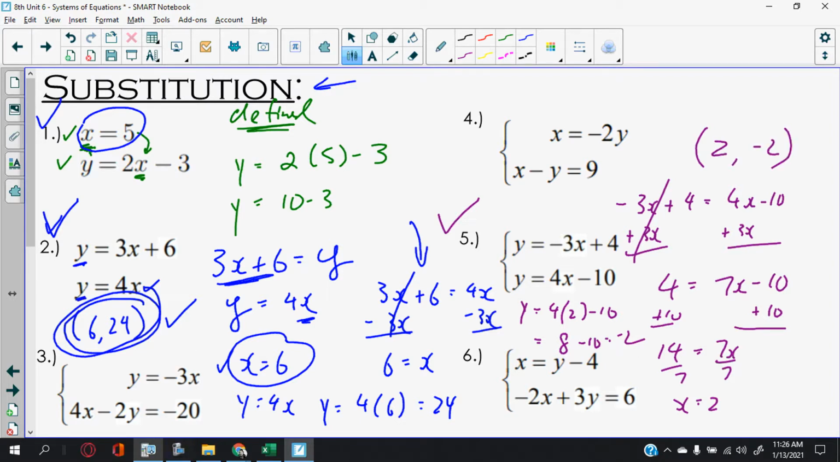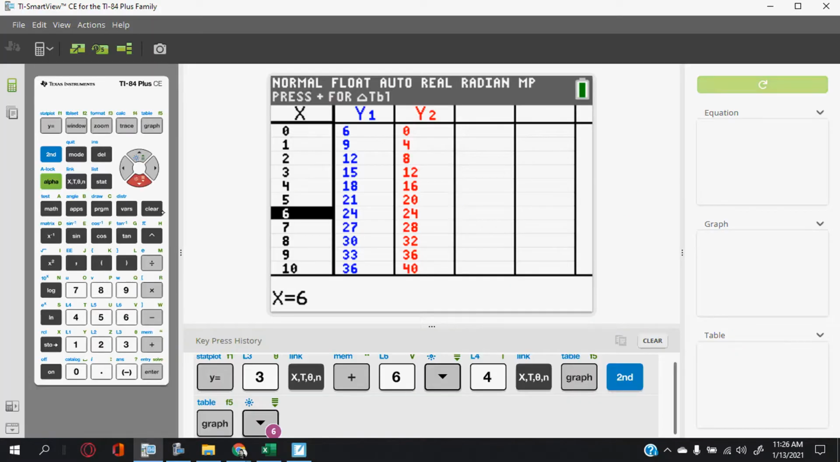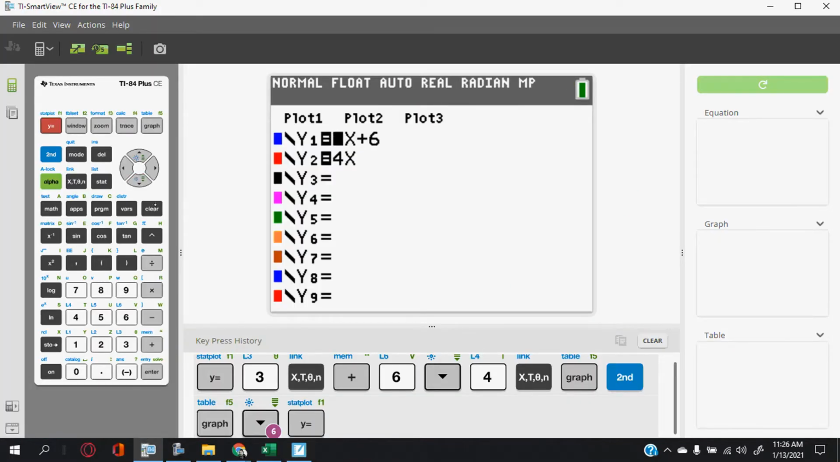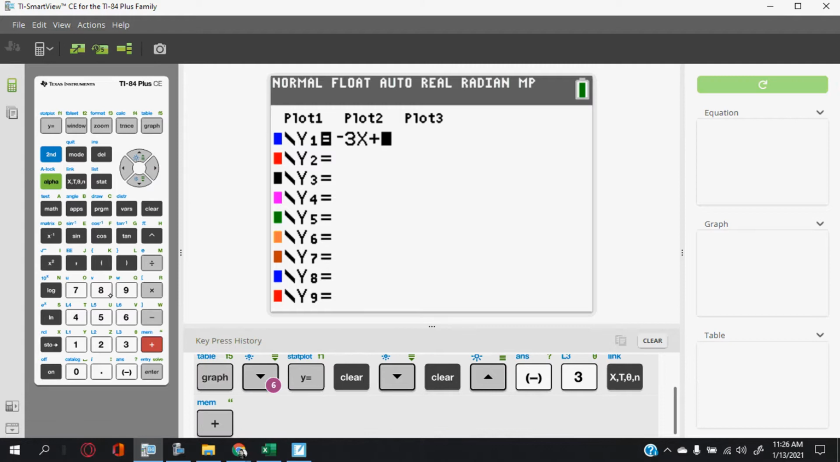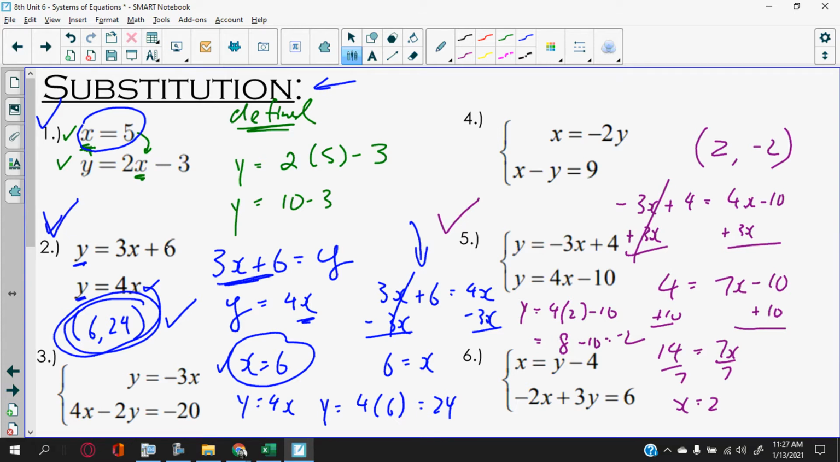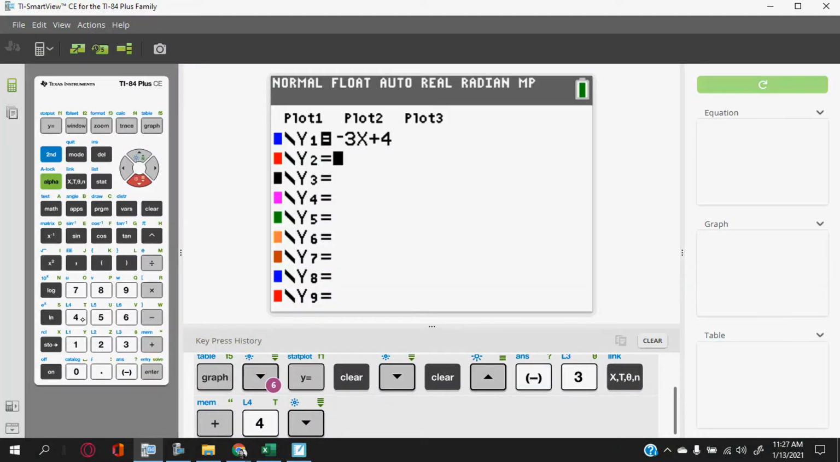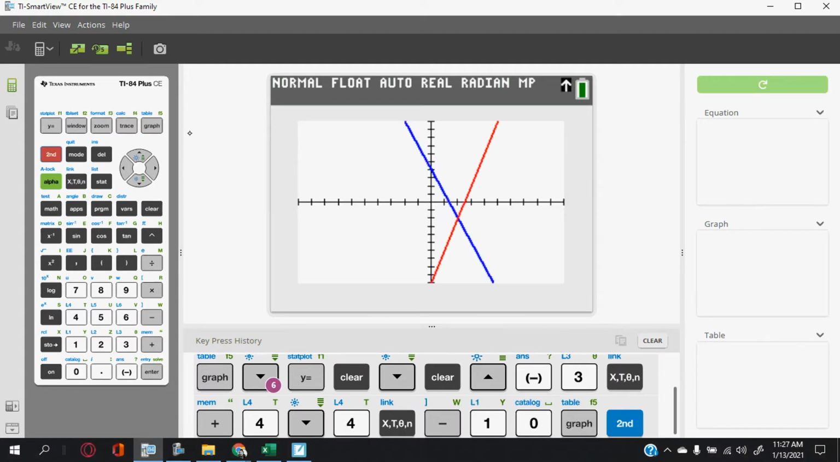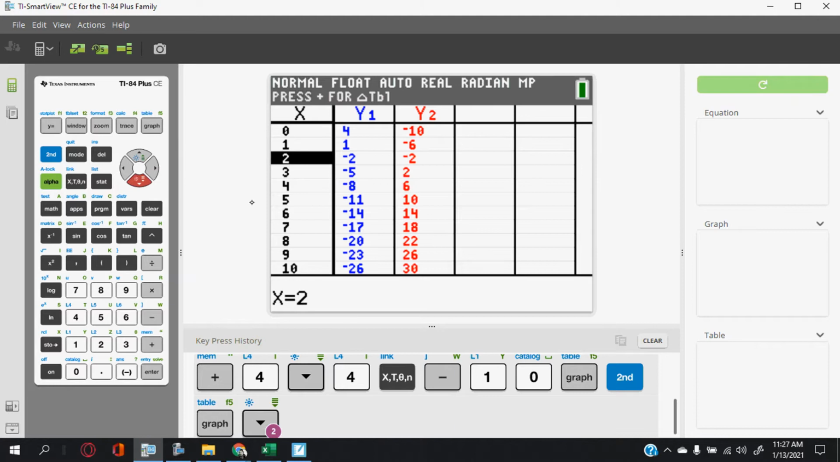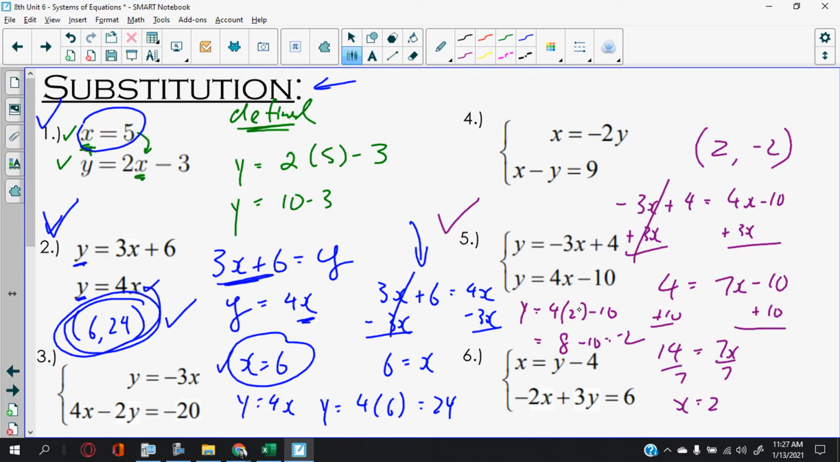Now, I can double check. So hold on. Negative 3x plus 4. This is the equation. And the other is 4x minus 10. Wow, it's right there. Look, it's 2, negative 2. So they both share negative 2 for the y value. So I know x is 2. There's our solution. So there you go.